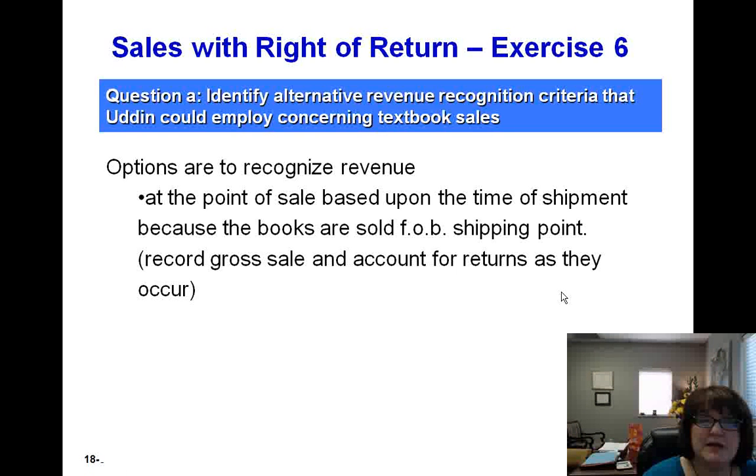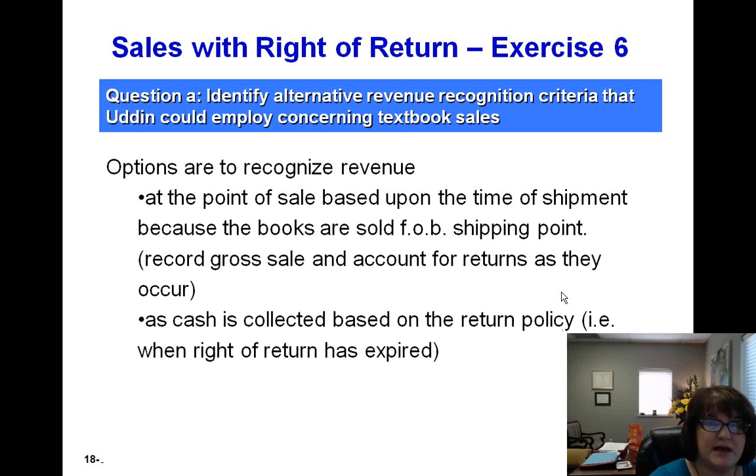1, they could recognize their revenue at the point of sale based upon the time of the shipment, because the books are sold FOB shipping point. So the moment the books are sold, they can go ahead and recognize revenue. And what we're really saying here is they can record the gross sale at that time and simply account for returns as they occur. The second option that they have is to wait until cash is collected based on their return policy. So they could wait until the end of the return period in order to recognize all of the revenue that would then be available to them.